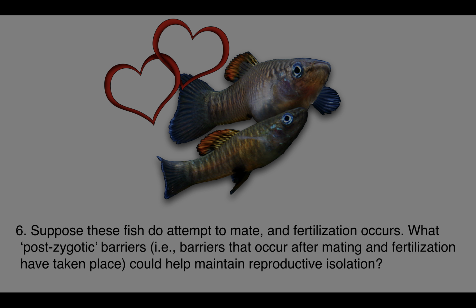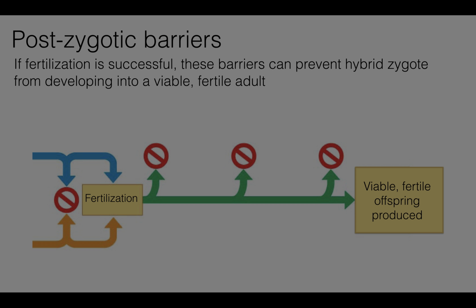Okay, we move on, so pause if you haven't thought about this already. Okay, so these barriers are called post-zygotic barriers. There's a few different ones. One, you could have reduced hybrid viability.